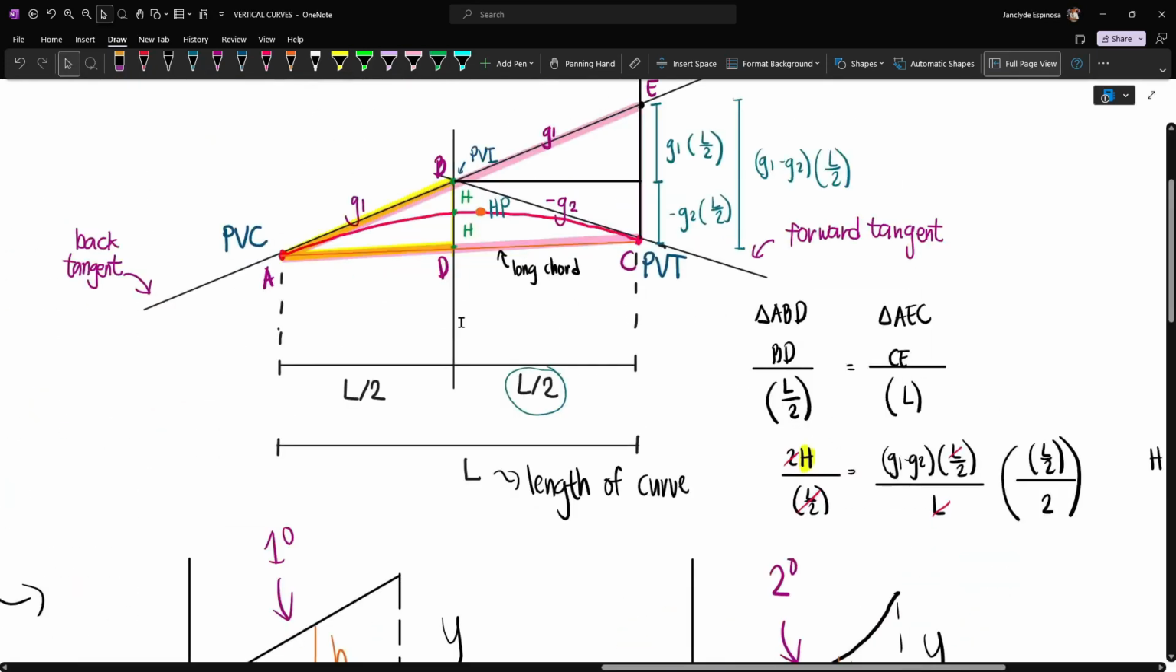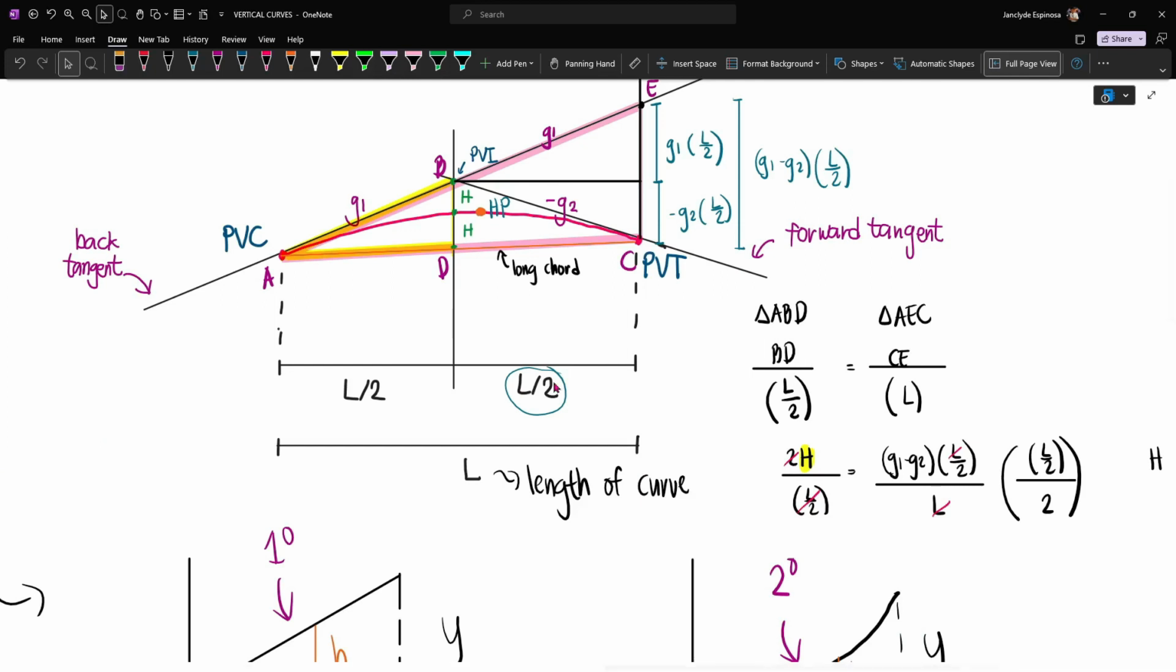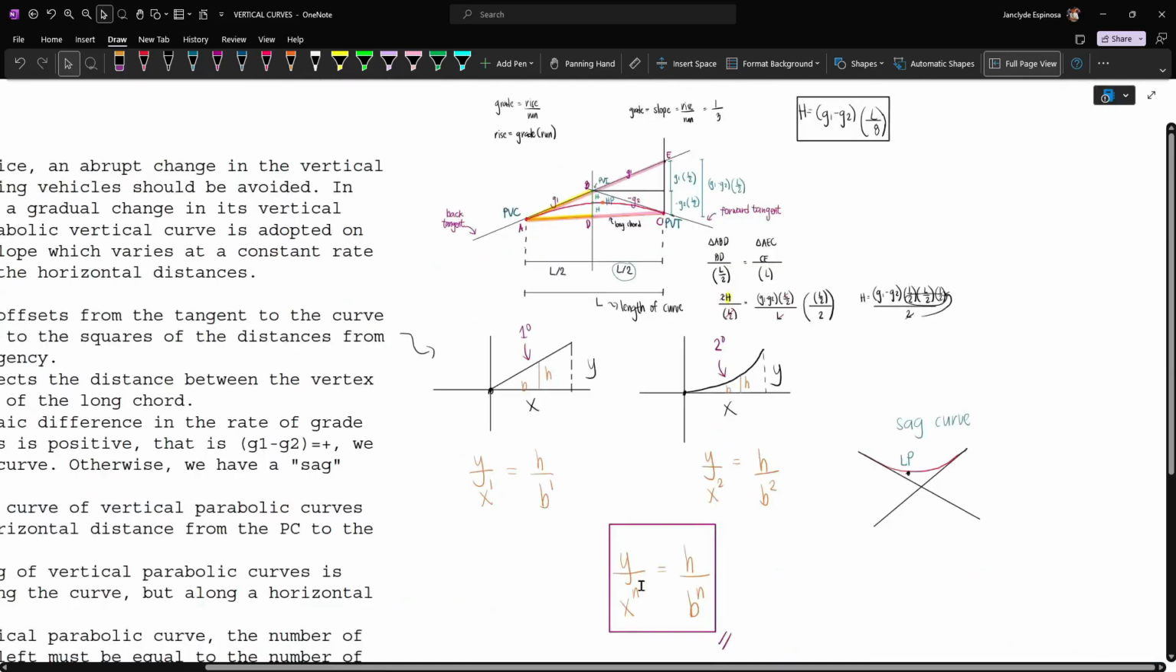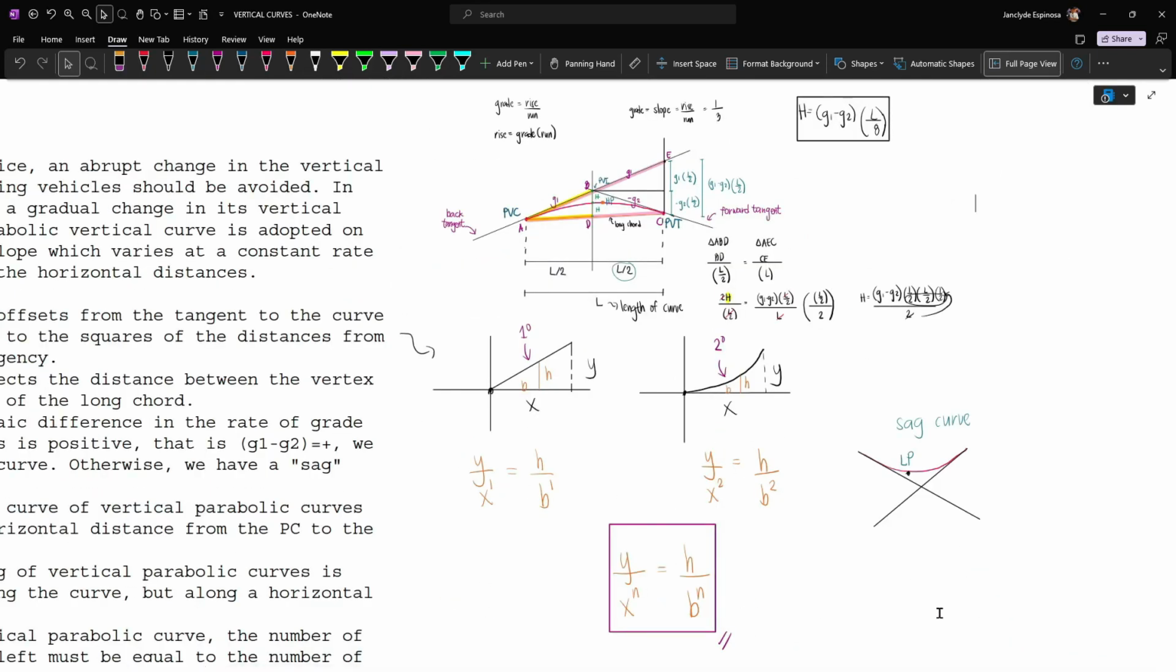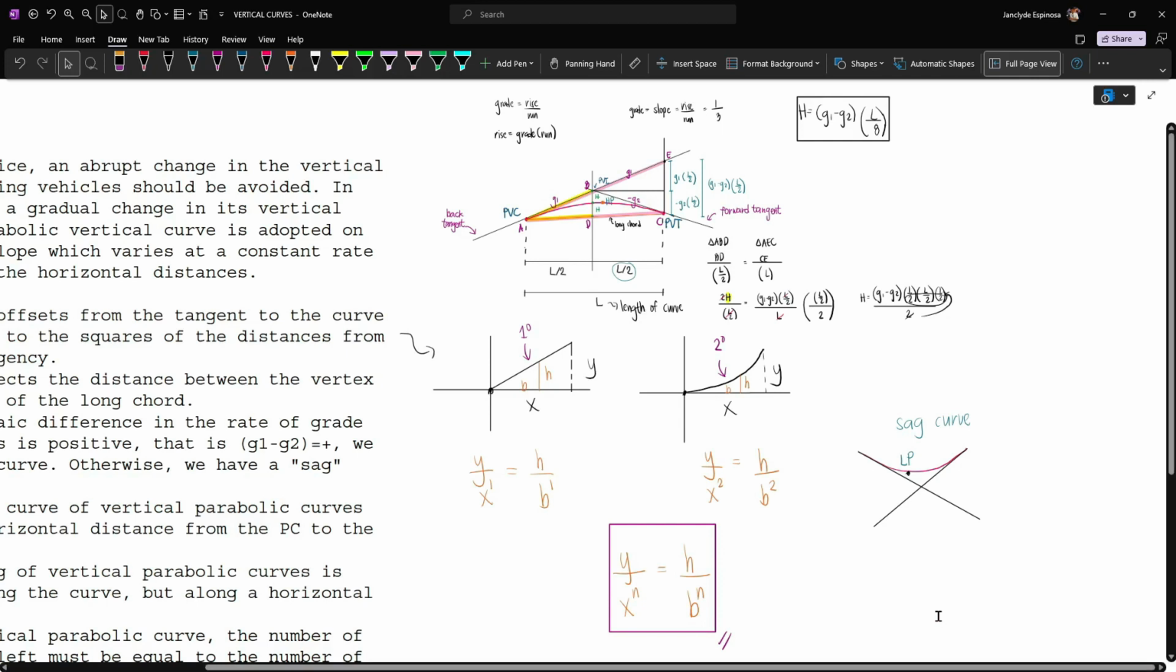And so next, what we are also interested in is the location of the highest or lowest point of the curve. Now this is important because if we can locate the highest point or the lowest point, it will be the ideal location of some of our pipes or control structures.